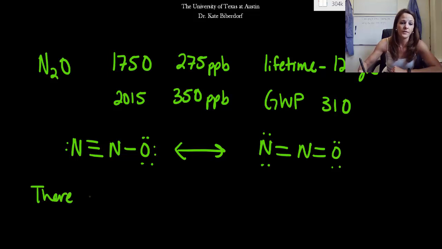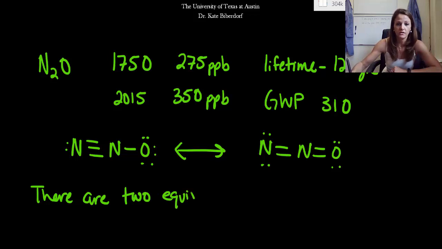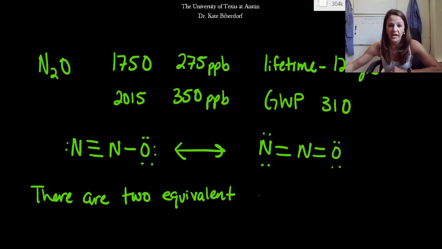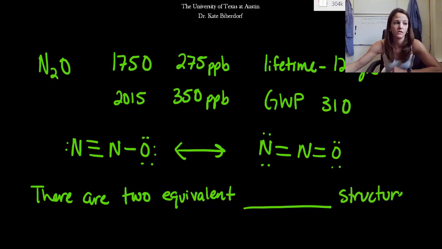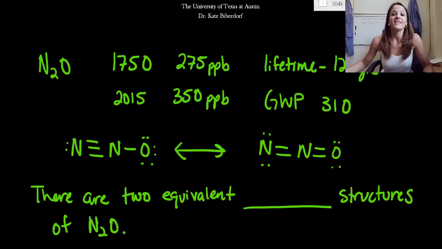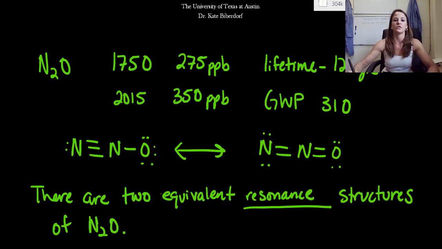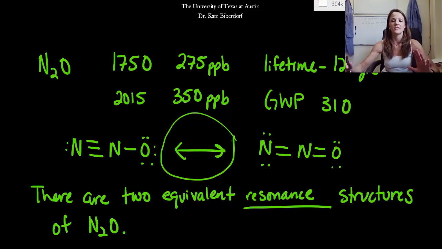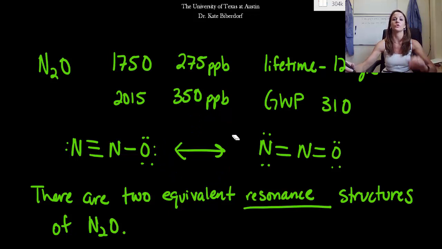There are 2 equivalent blank, I'm looking for a specific word, structures of nitrous oxide, of N2O. Go. Did you get an answer? Hopefully you did. The correct answer is resonance. Resonance structures. So anytime you see this arrow right here, we are trying to tell you that there are resonance structures. So there are equivalent structures or 2 correct ways to draw out this molecule.